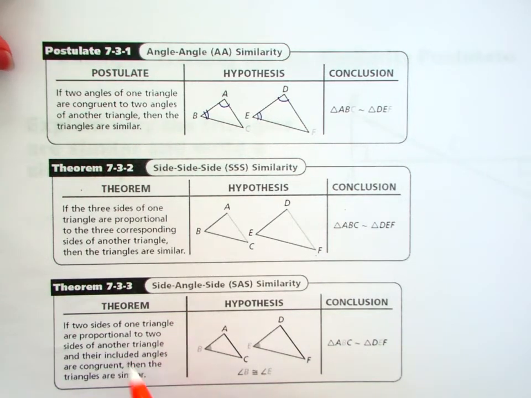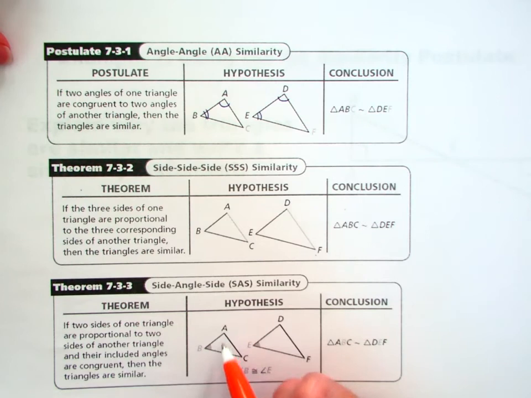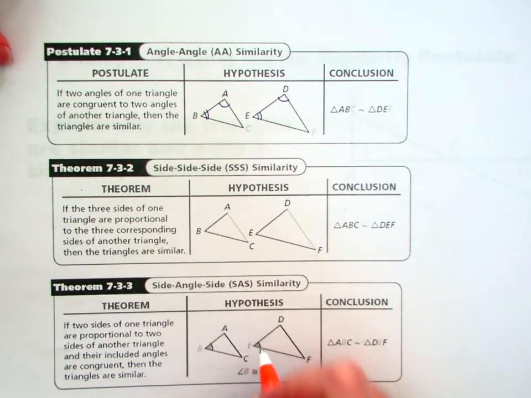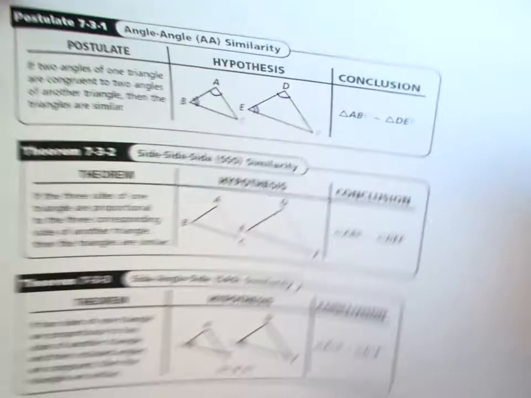And then finally, the next theorem. If two sides of one triangle are proportional to two sides of another, and their included angle is congruent, then the triangles are similar. So let's assume that AB is proportional to DE, BC is proportional to EF, and this angle right here would be their included angle. If they're congruent, then we can say these two triangles are similar.